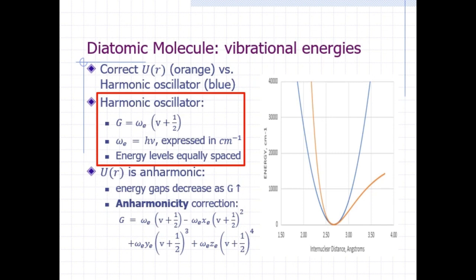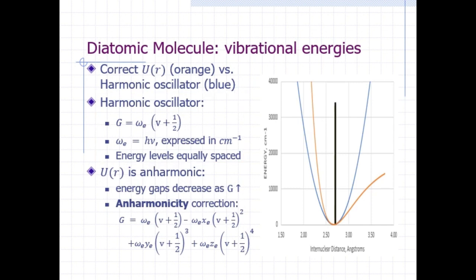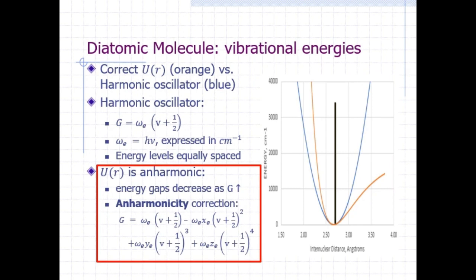However, we can see from the figure here that the molecular potential energy curve deviates from the harmonic potential at higher energies. It is steeper at shorter internuclear distances. Here's the equilibrium internuclear distance, R sub E. To the left, we see that the orange curve is steeper than the blue curve. Moreover, the molecular potential energy curve is significantly less steep at distances larger than R sub E. In fact, the curve eventually becomes horizontal when the atoms become very far apart. This deviation from the harmonic model is called anharmonicity.